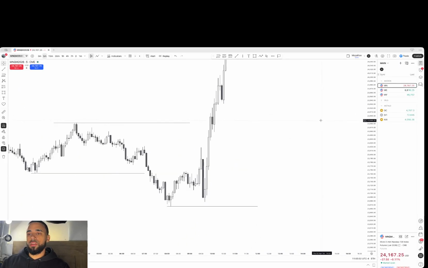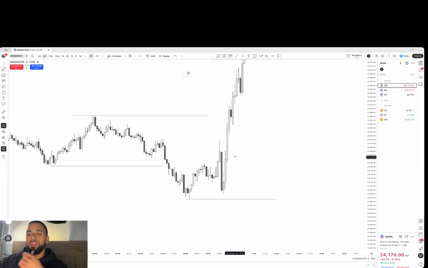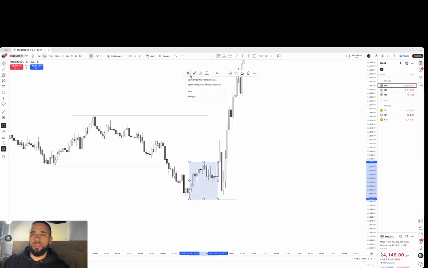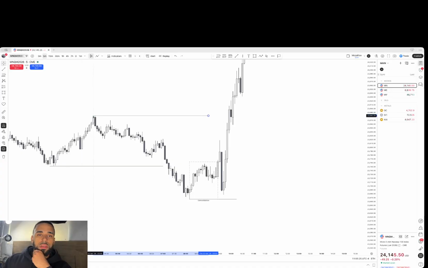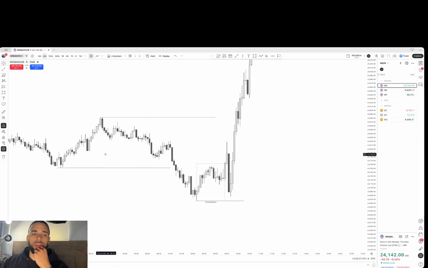So you can see 9 a.m. did absolutely nothing, right? It didn't manipulate the low that I wanted to get ran through, because this could have been a manipulation, but it got no displacement away. That right here is not a displacement at all. It's a consolidation. So you don't want to trade away from that, because it'll get manipulated.